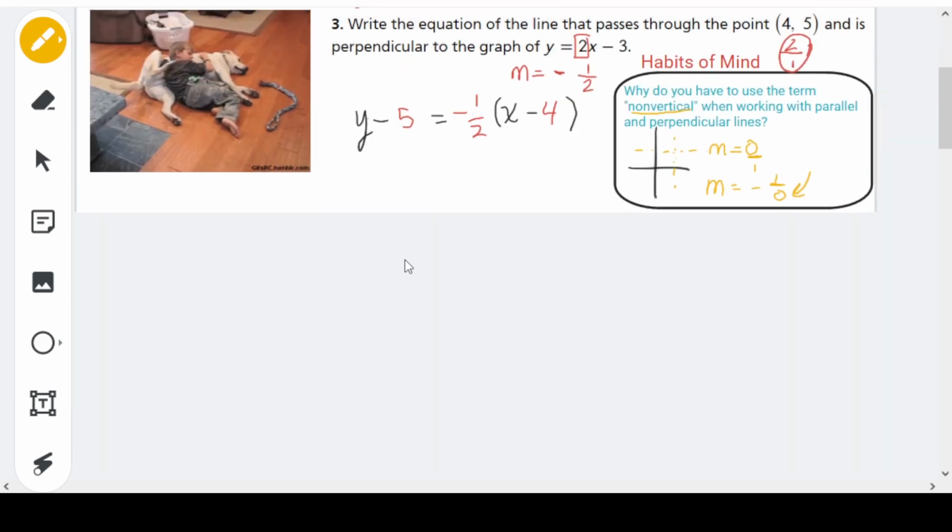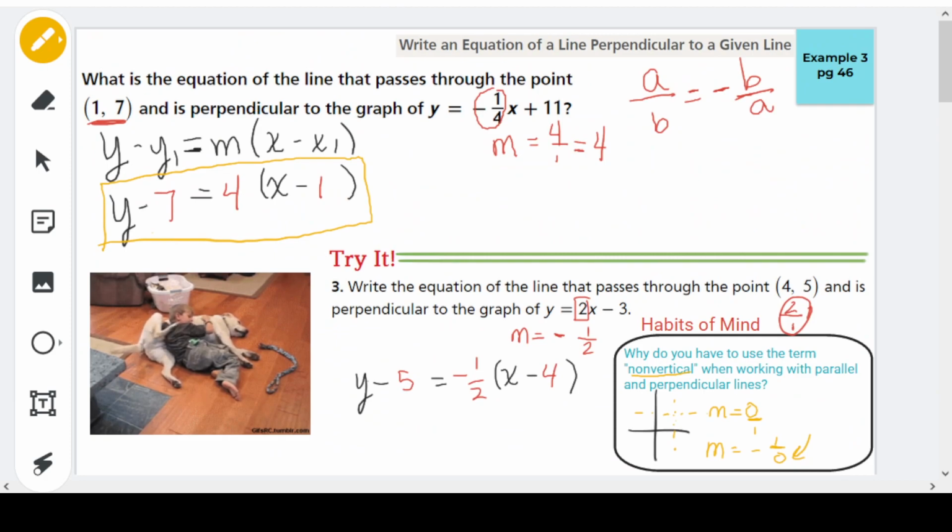But there it is, y'all. That is how to write the equation of a line perpendicular to a given line.